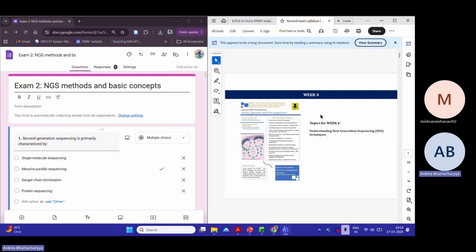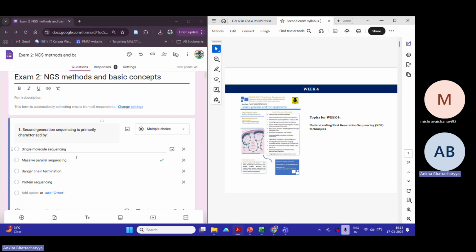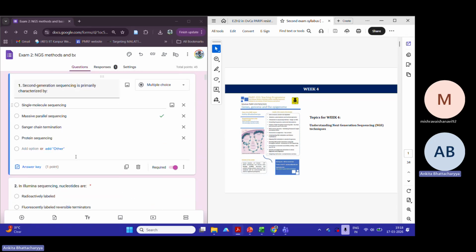Okay. So on the right, I've given the syllabus that we are following. On the left, we have the questions from today. So, the first question was about second generation sequencing and what it is usually characterized by.